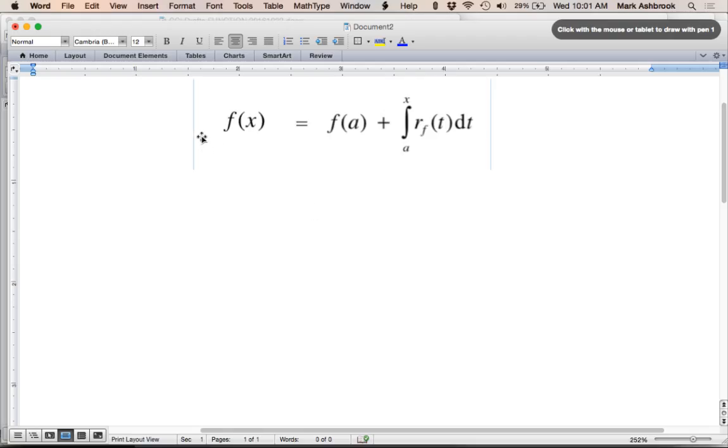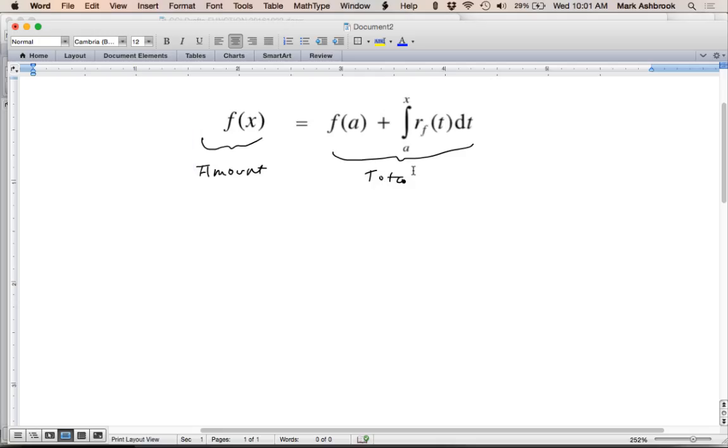All right, so what was this? Amount is the same as total accumulation. Anything that accumulated before A, plus little amounts accumulated starting from A to X, gives your total amount at X. Should make perfect sense, right? Your total amount at X is the amount at A, plus the accumulation starting at A to X. And this shows that using the rate, okay?